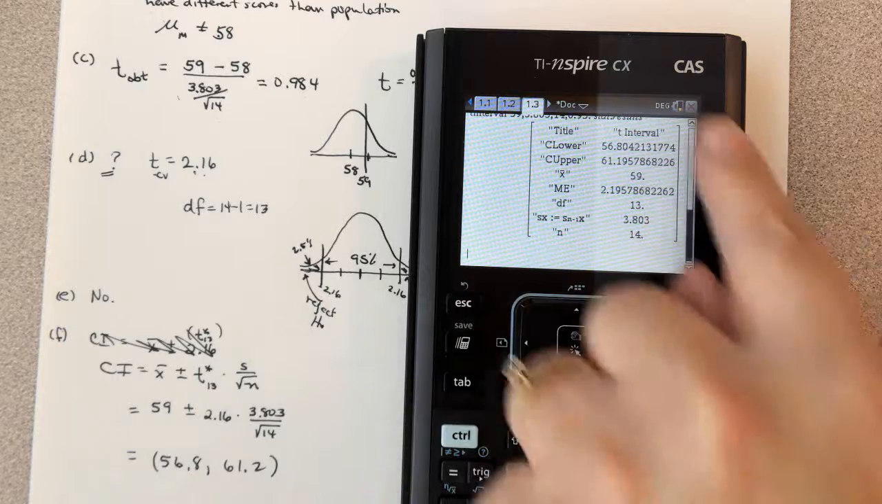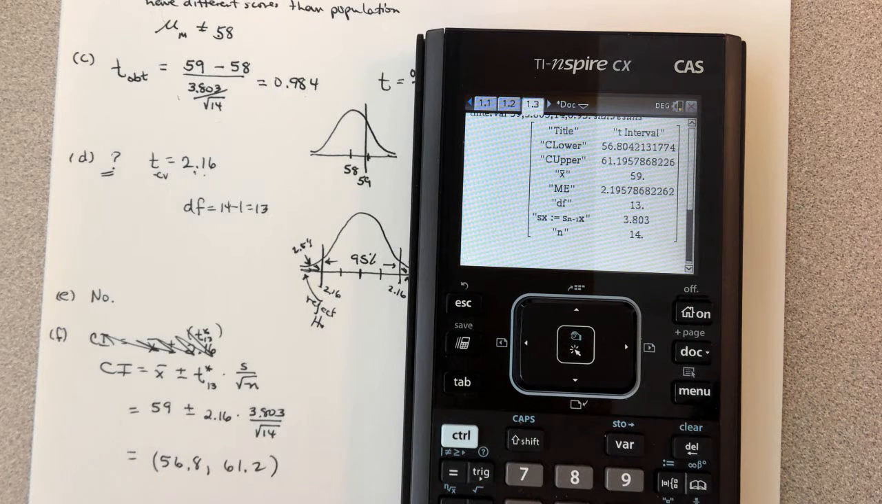So you could go straight to this if you wanted to skip over some of those one variable stats we did earlier. Okay, I hope that was helpful. That's it.